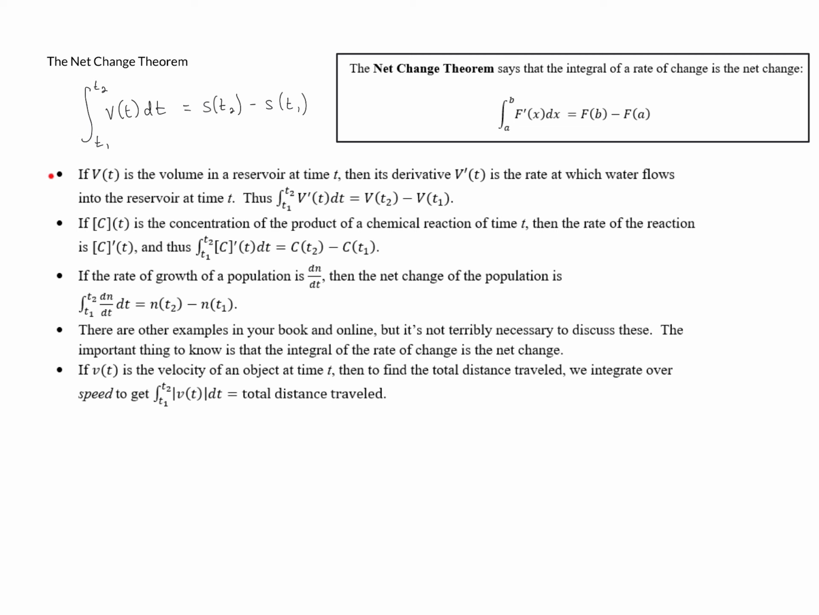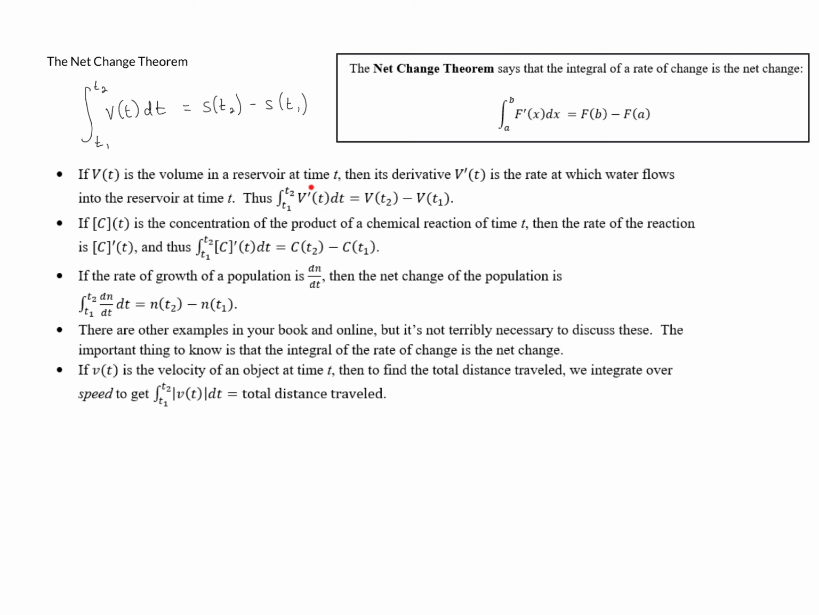If we look at this first one, if capital V of t is the volume in a reservoir at time t, then its derivative, V prime of t, is the rate at which water is flowing into the reservoir at time t. That's the rate of change of the water. And we might know the rate of change because we know how fast the water's flowing in via some sort of a pipe or something like that.